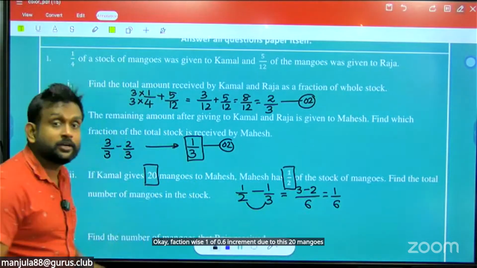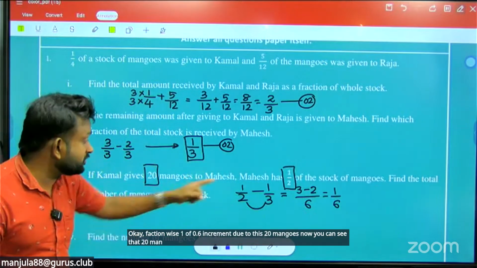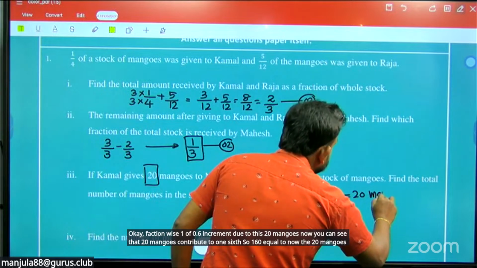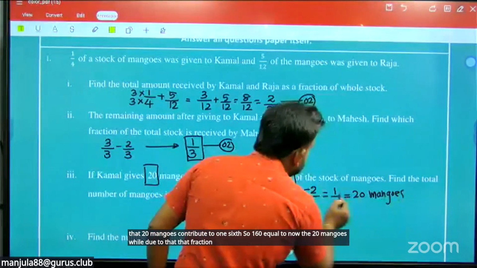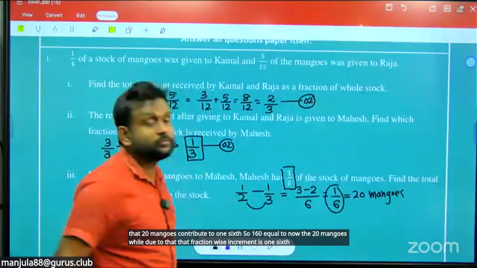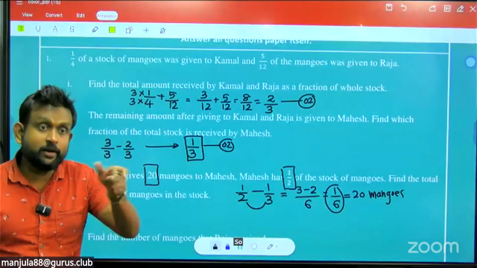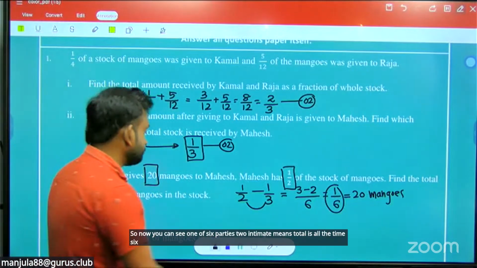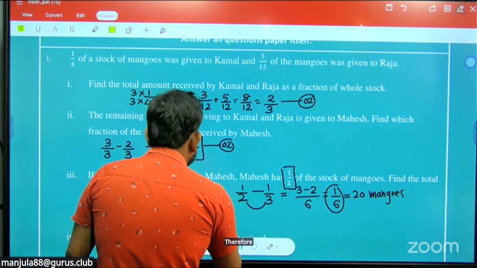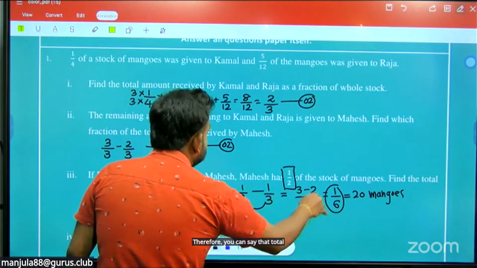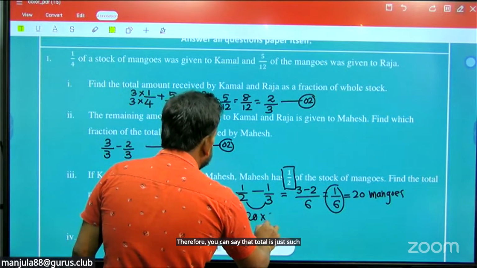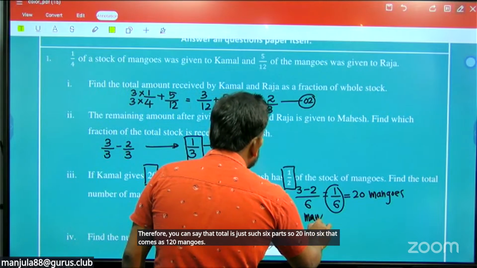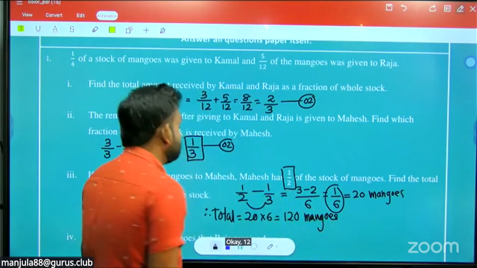Now you can see that 20 mangoes contribute to 1/6. So 1/6 is equal to the 20 mangoes. Why? Because the fraction wise increment is 1/6, that is as mangoes 20. So now you can see 1 upon 6 part is 20, and the total is all the time 6 upon 6. Therefore, you can say that total is 6 parts. So 20 into 6, that comes as 120 mangoes. Okay, 120 mangoes.